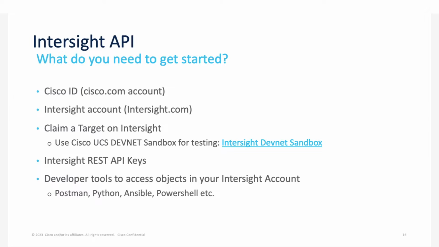Now, to get started with Intersight API, we need an Intersight account, and a prerequisite to that would be a Cisco account. So if you have a Cisco account, you can just directly go to intersight.com and create your Intersight account. Once we have an Intersight account, we can generate API keys to interact with the Intersight API. We also need a UCS server. We can use the Cisco DevNet sandbox for testing if you don't have one in your environment. Finally, we need developer tools like Postman and Python to interact with the API.